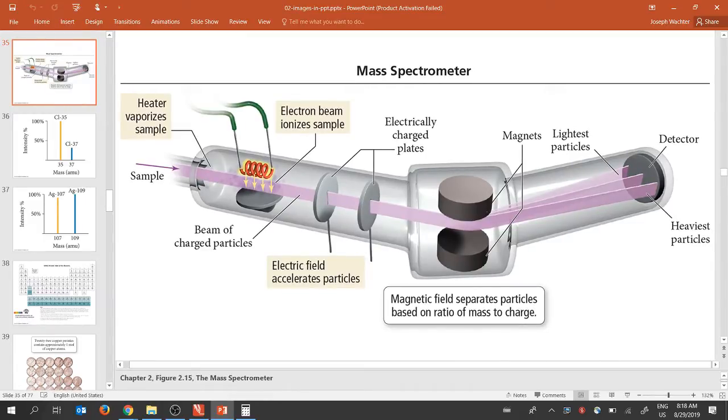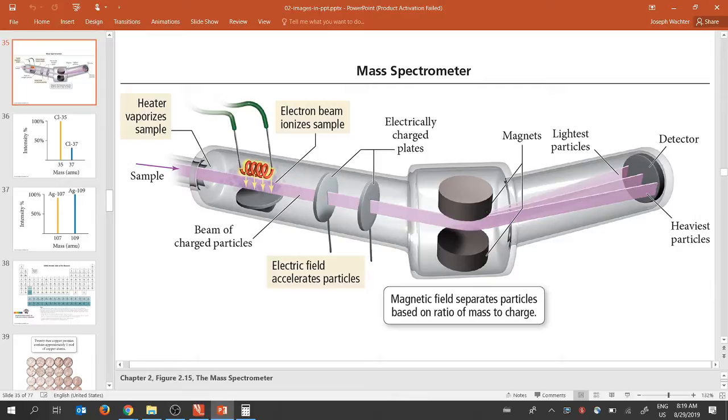In a mass spectrometer, you inject a sample somehow. In our case, it comes out of another instrument called a gas chromatograph. But you put in a sample of your substance. A heater vaporizes it, and then an electron beam ionizes the sample, so it turns it into an ion by knocking electrons off of it. Then it gets accelerated through this device, and the heaviest particles are the ones that are least deflected by the magnetic field as it turns the corner. So they're the ones that end up on the outside.